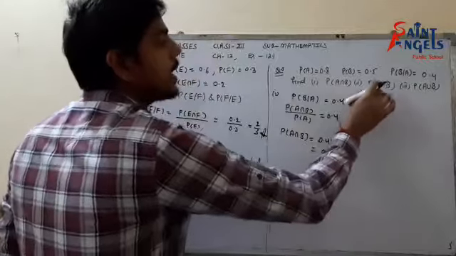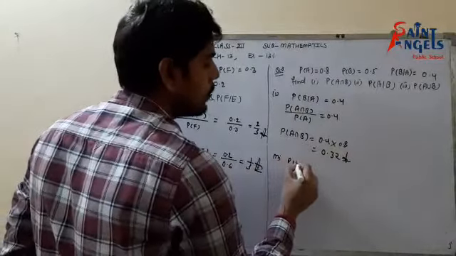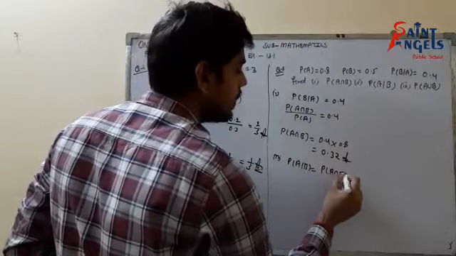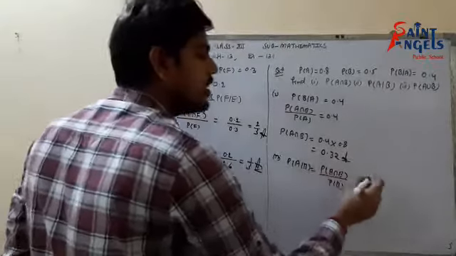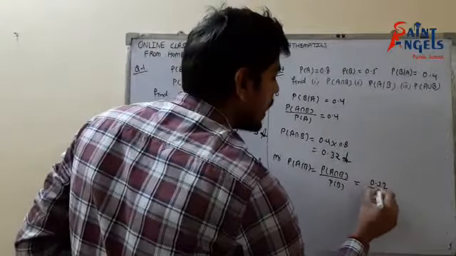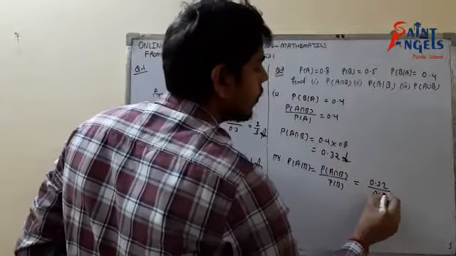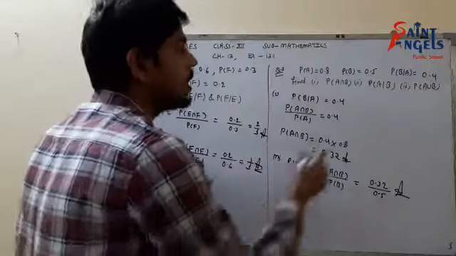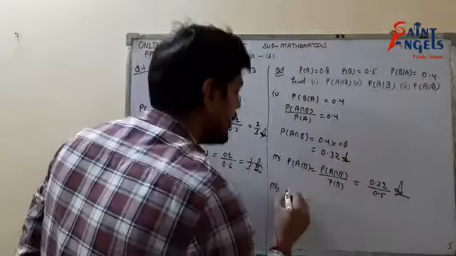Now the second part is to find P(A|B). So P(A|B) would be P(A intersection B) upon P(B). So now we have all the values. P(A intersection B) is 0.32 and P(B) is 0.5. So we can easily find that as well.